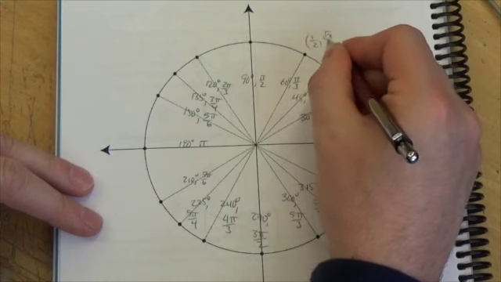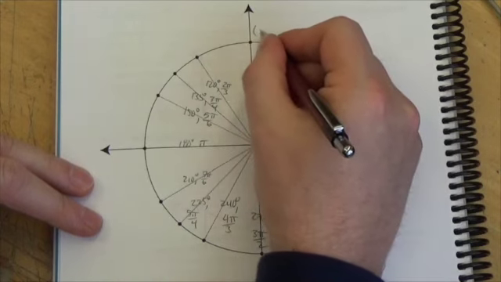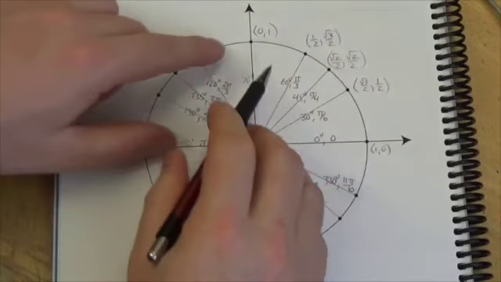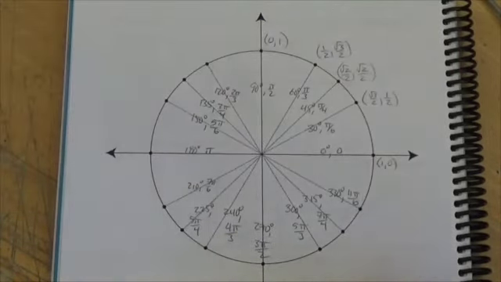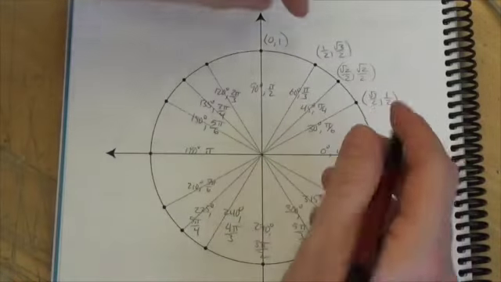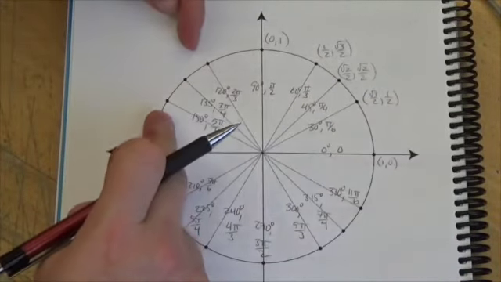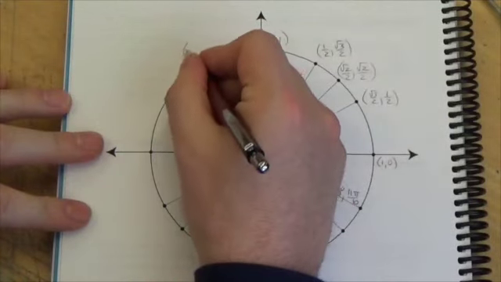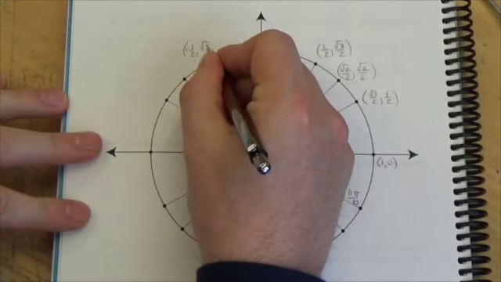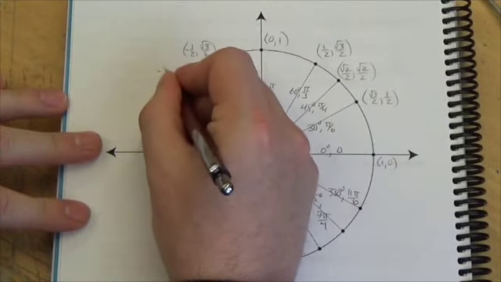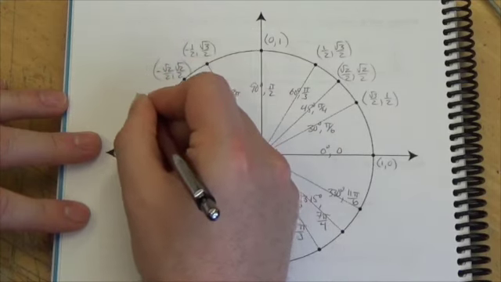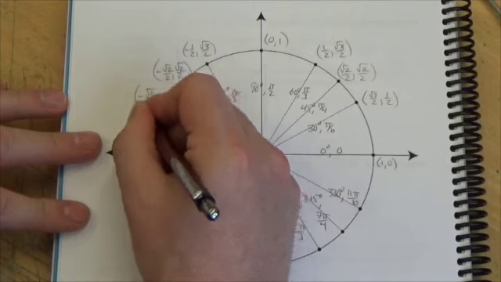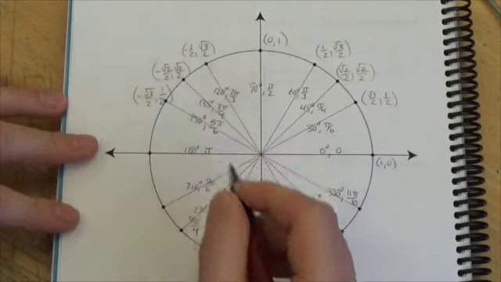The sine here was root 3 over 2. And then up here we get the point 0, 1. And so those are the trig ratios. Over here, essentially all of these just reflect, but now the x coordinates are going to be negative. So negative 1/2, root 3 over 2. Negative root 2 over 2, root 2 over 2. Negative root 3 over 2, 1 over 2.